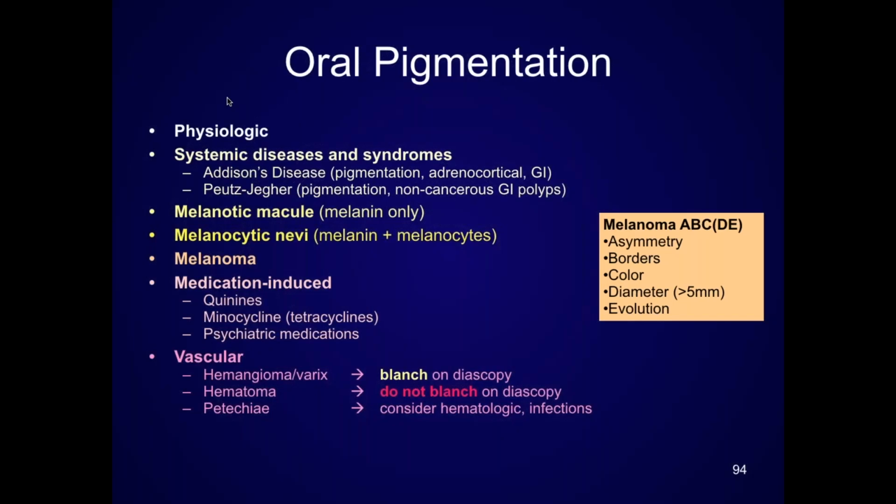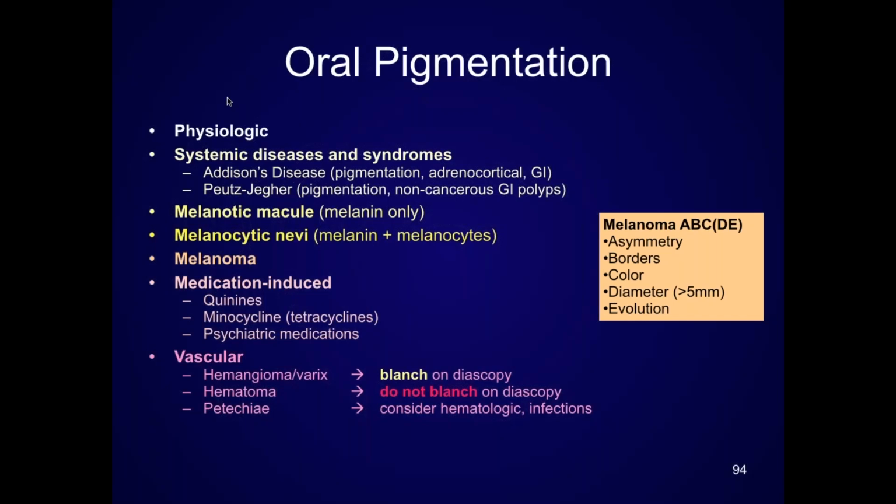Melanotic macules, that's just melanin pigmentation. Nevi or moles, to quote Austin Powers, moly, moly, mole, right? That's melanin and melanocytes, or they're truly malignant like melanomas. There's a short list of medications. Broad categories include quinines, tetracyclines, and some psychiatric medications. And then vascular lesions can cause pigmentation too.